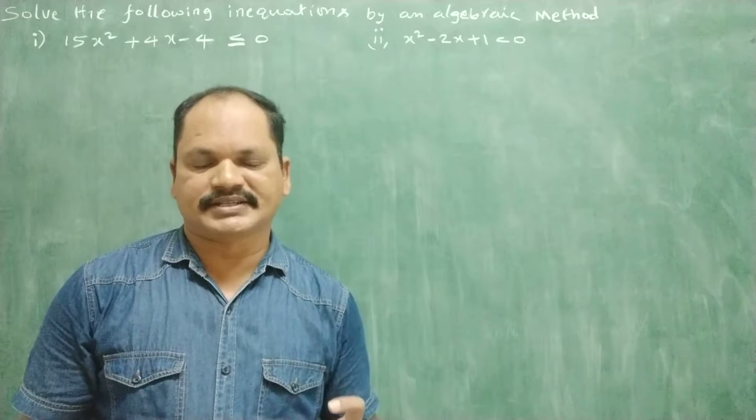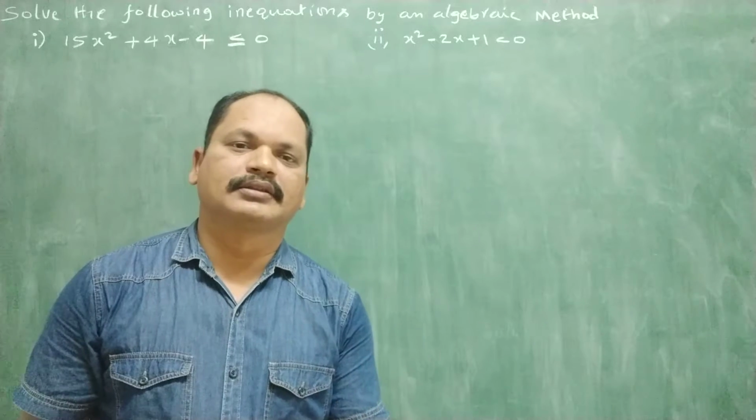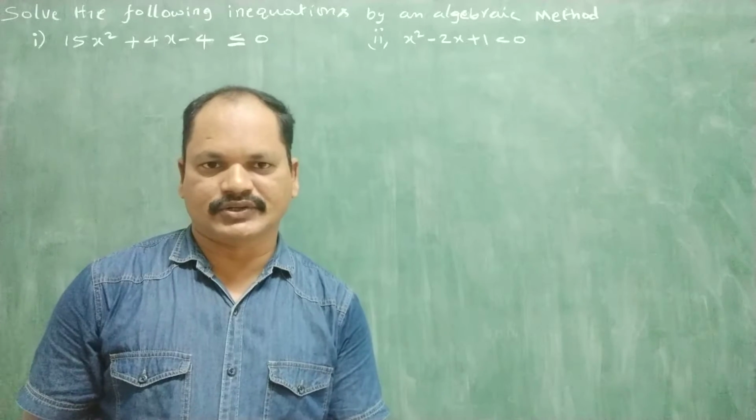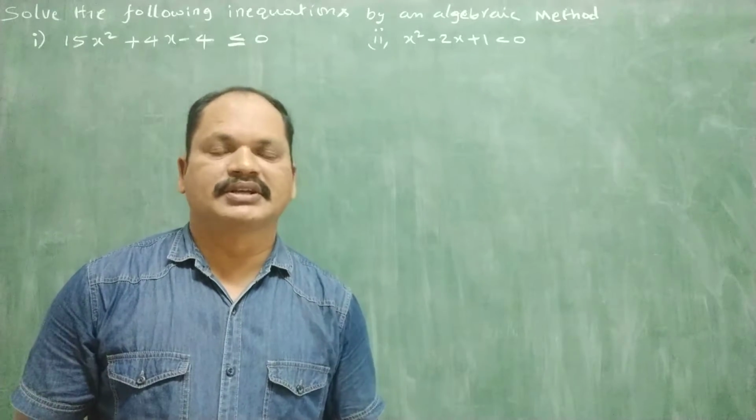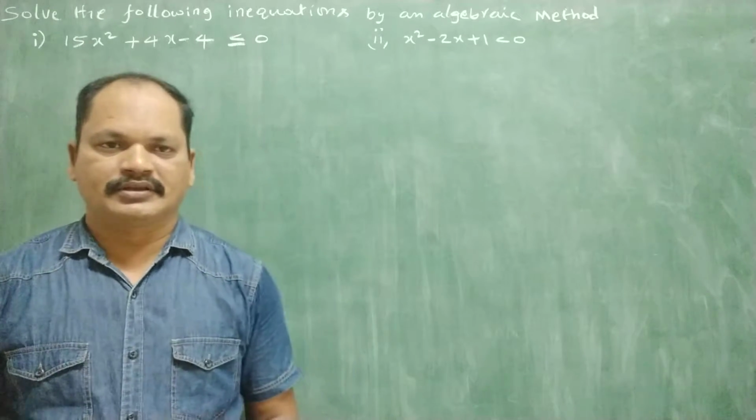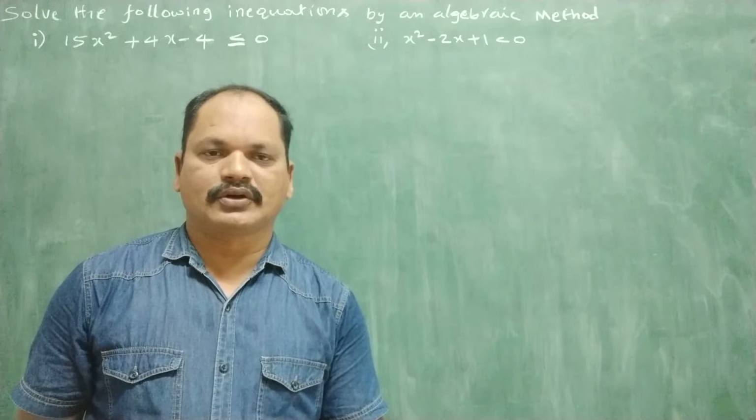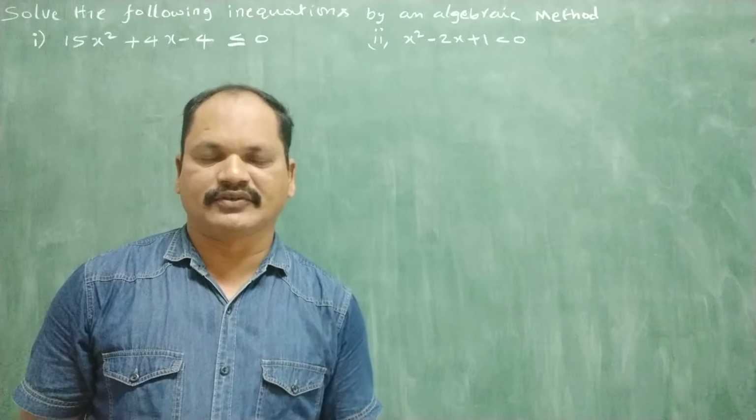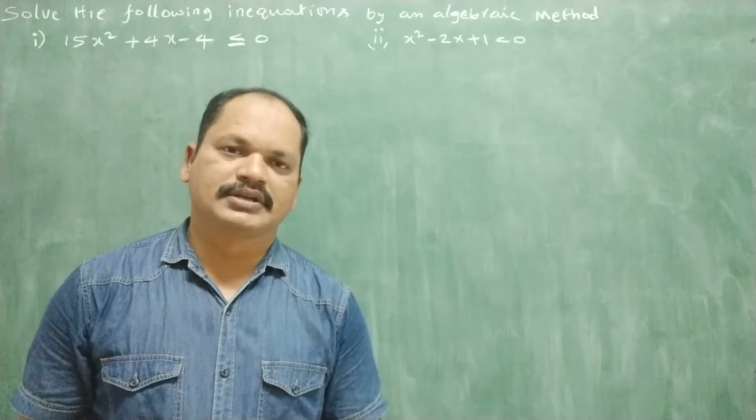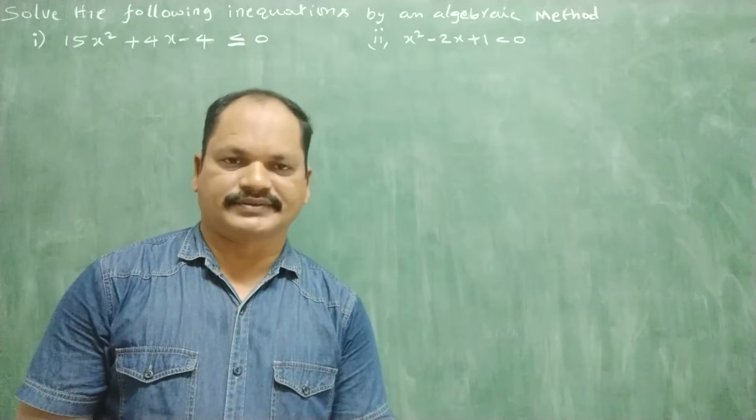If the expression is greater than 0, then it is called inequation. If the expression is less than 0, then it is called inequation. If the expression is equal to 0, then it is called equation. That's why if the expression is greater than or equal to 0 or greater than 0, or less than or equal to 0 or less than 0, they are called inequations. Exactly, if the expression is equal to 0, then it is called equation.